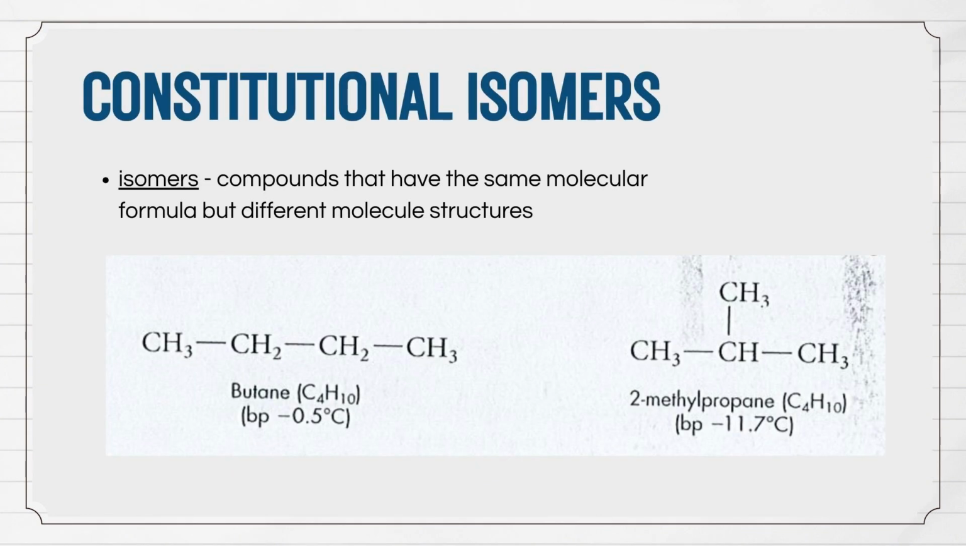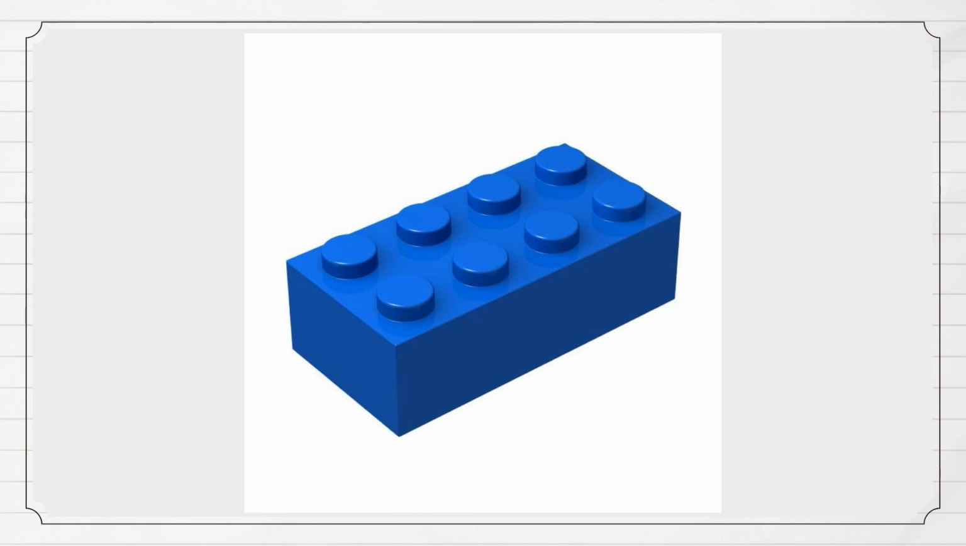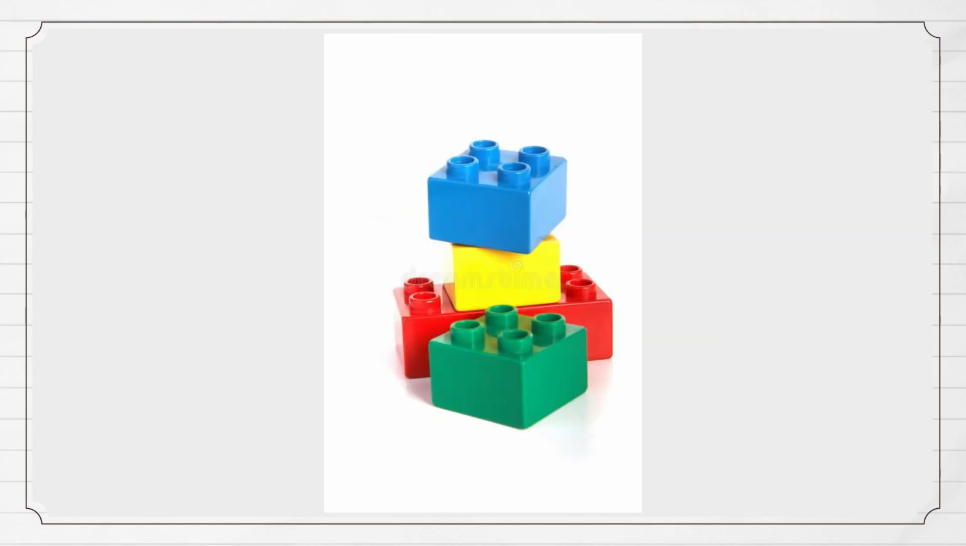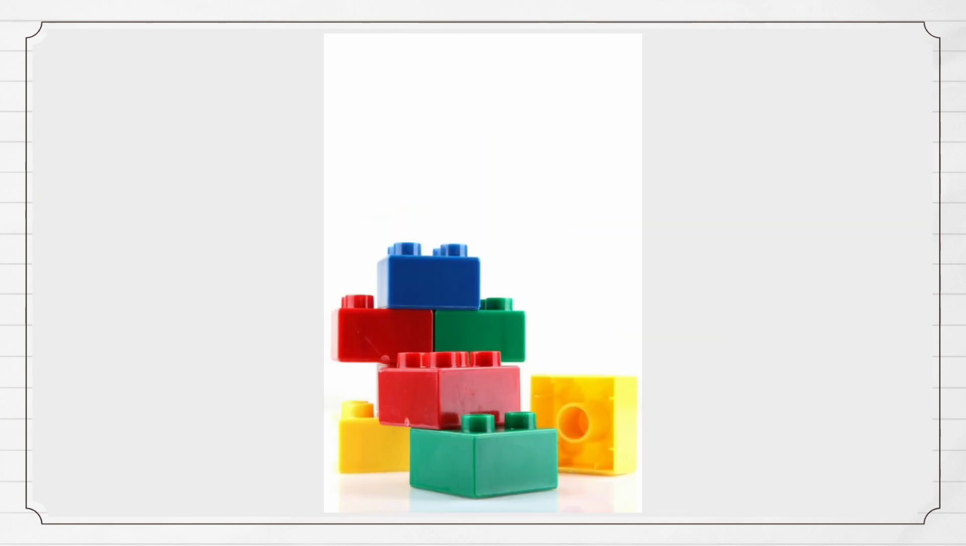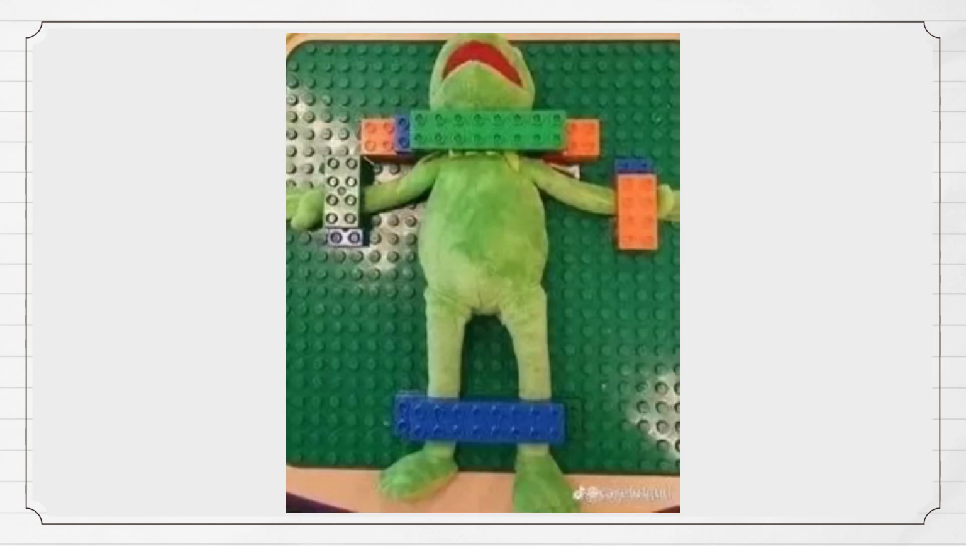So, what are isomers? Let's start with the basic definition. Isomers are compounds that have the same molecular formula, meaning they contain the same types and numbers of atoms, but they're arranged differently. Think of it as building with the same set of Lego bricks. You can build different shapes using the exact same pieces just by putting them together in different ways. That's what happens with isomers too.